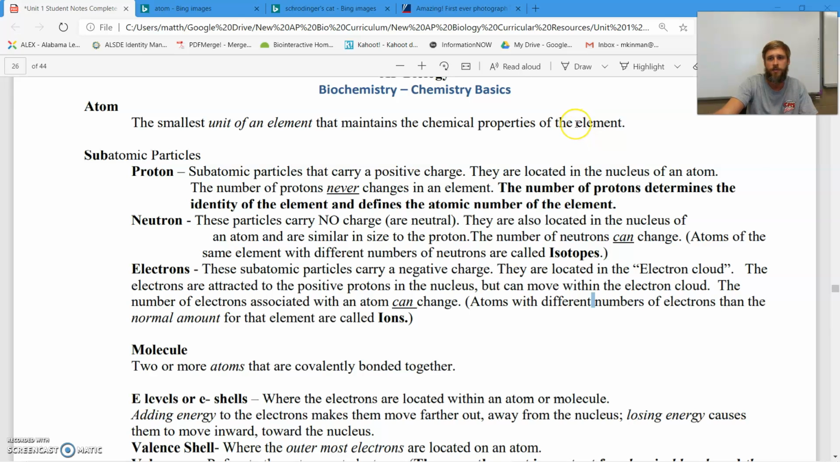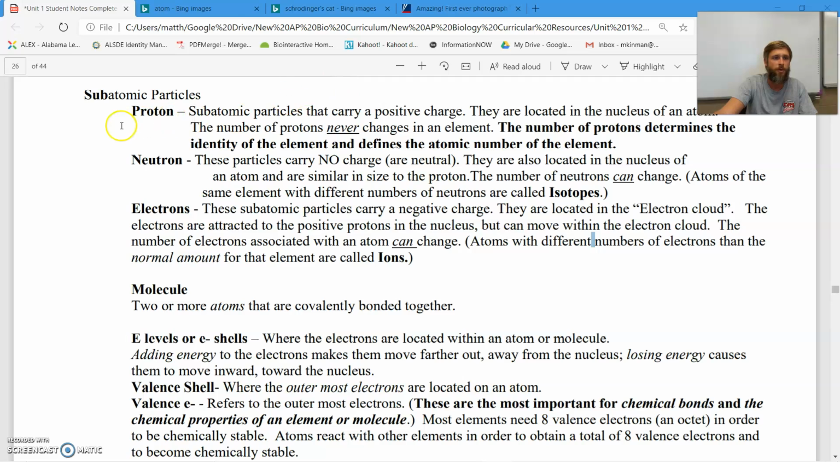And so what are atoms made of? Well, if you remember, atoms are made of protons, neutrons, and electrons. What type of charge do protons have? Protons have a positive charge. The number of protons determines the identity of the element and defines the atomic number of the element. So for example, hydrogen is number 1 on the periodic table, so therefore it has 1 proton.